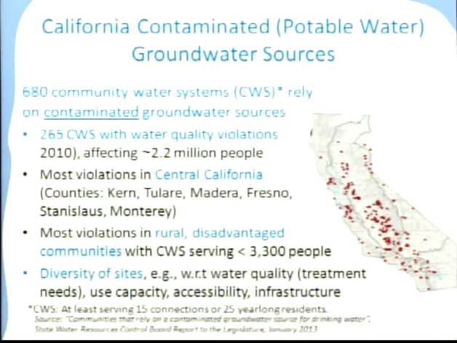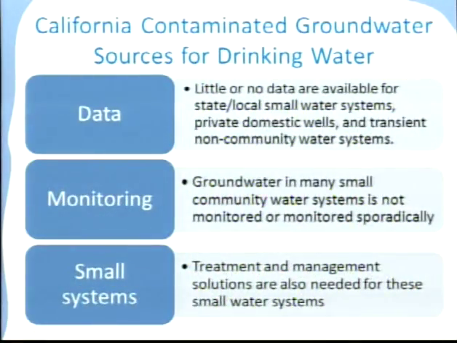Now, what do I mean by diversity? It's diversity with respect to treatment needs, diversity with respect to the use capacity, diversity with respect to accessibility of those sites, and whatever infrastructure there is. So basically what that tells you is that you're not going to find one solution for all of those sites, and you've heard that over and over again.